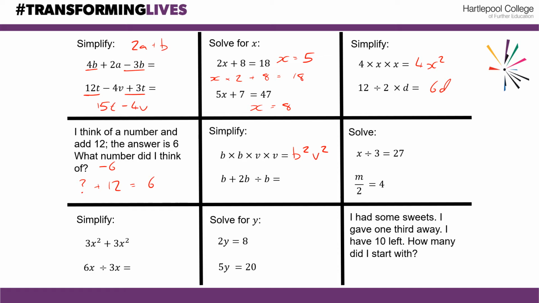Next up, remember your BIDMAS. We need to do 2b divided by b. 2b divided by b is 2, and then we've got b plus 2. So b plus 2.